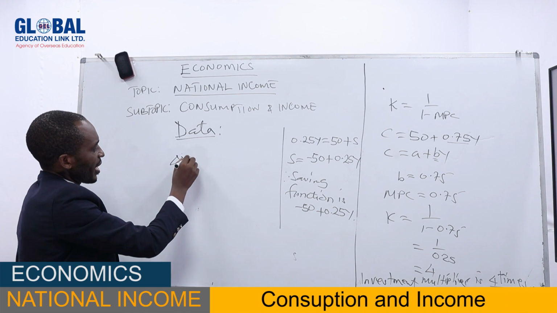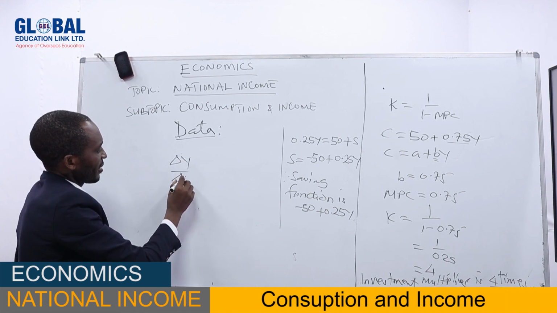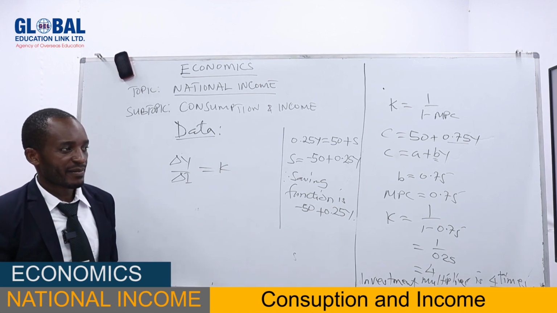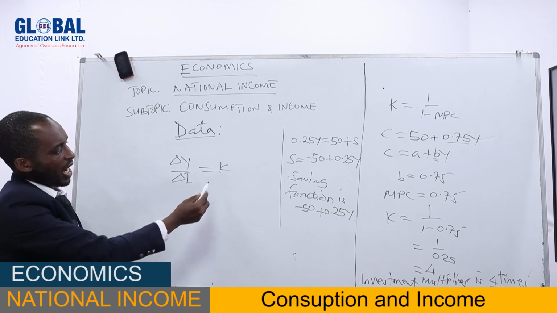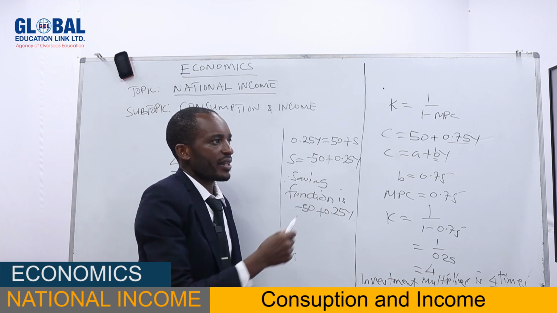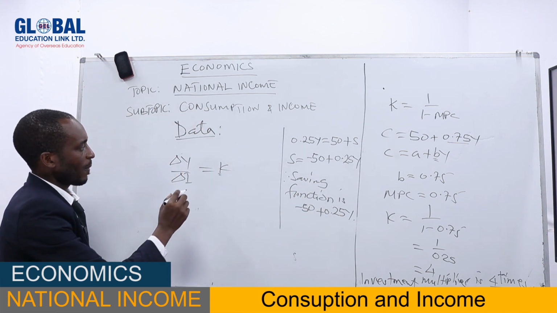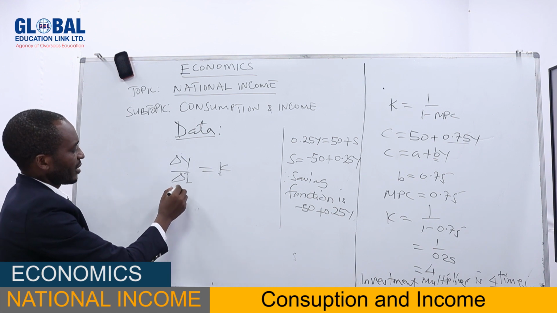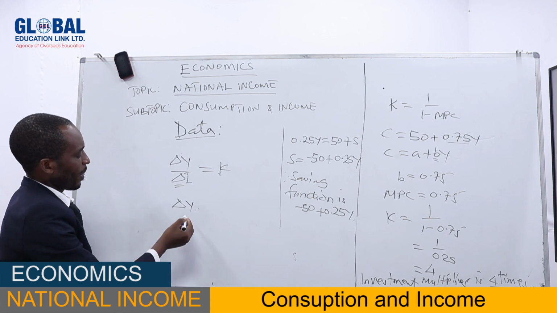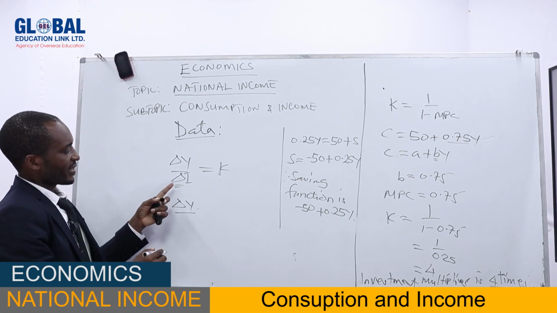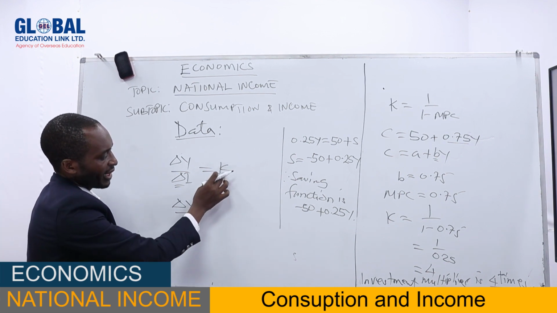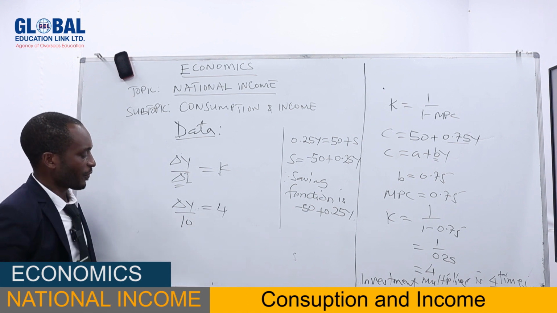We know change in Y over change in I is the same as the investment multiplier. So now we have k, and in our equation there, we are given a change in investment. So the change in income over the change in investment is 10, equal to the investment multiplier, which we get as 4.